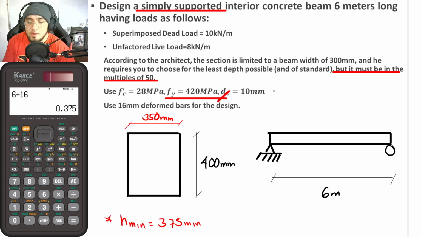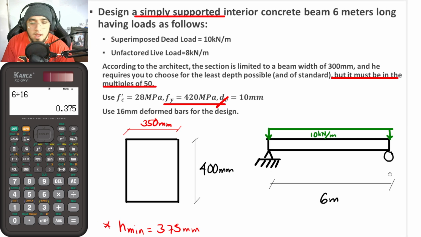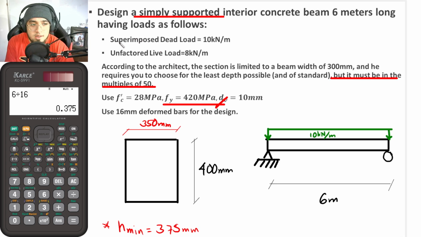What are the loads acting upon it? So we have here an unfactored superimposed dead load. So let's suppose that this is now our unfactored dead load. Again, it is in terms of kilonewtons per meter. So this is now 10 kilonewtons per meter. Take note here, guys, that it is indicated here that this is superimposed. When we say superimposed, it means that it is on top of the beam.